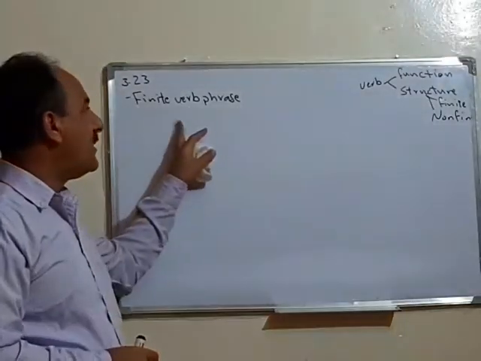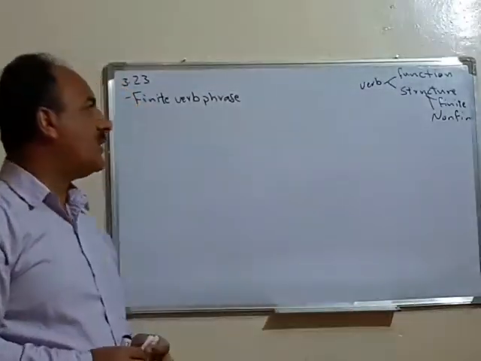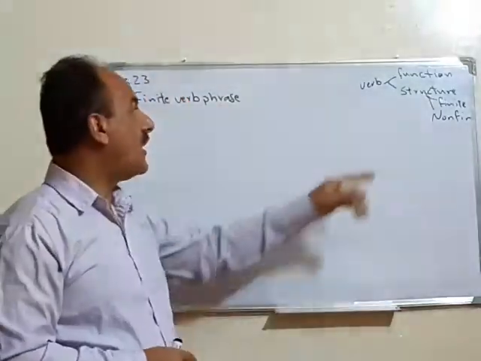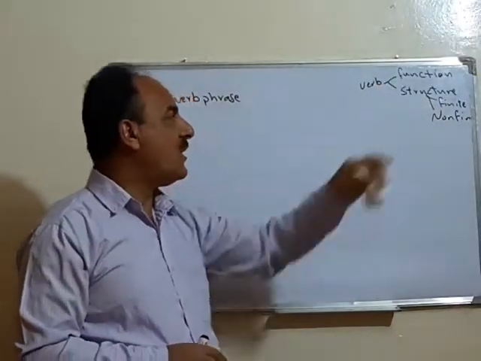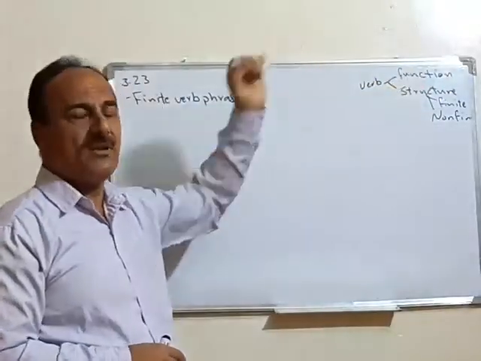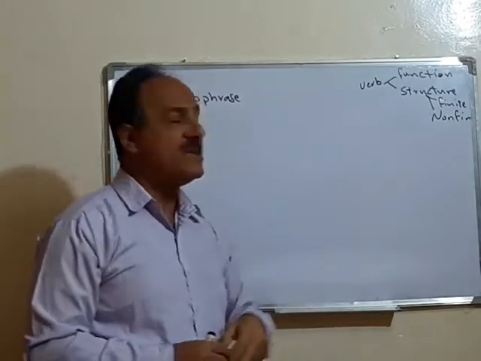If you remember, at the beginning of this chapter, we divided the English verbs according to two classifications: either according to the function or according to the structure. According to function, we have primary, lexical, modal, and so on. Today we are going to classify English verbs according to structure.